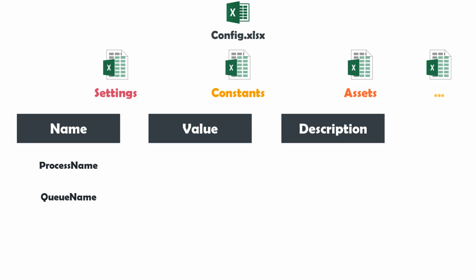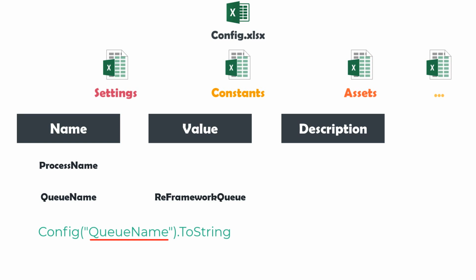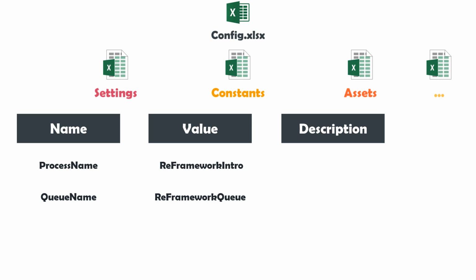In this column we set the values for each name. For example, for the queue name we set here the queue name, for example ReFramework queue. To get this value we use the name content in the process. And the last column is description, where we write some description for each line in the config file, so that we know what does this line contain. We don't need this column in the process, only the first 2 columns, name and value. Later in the process we read the both sheets as data table, but we convert then to dictionary. And dictionary contains key and value. The content of column name is the key, and the content of the value column is the value in the dictionary.